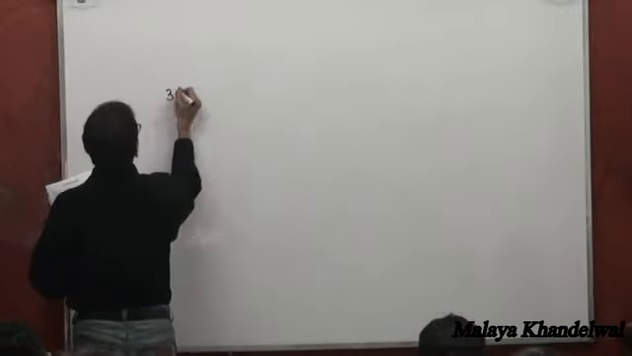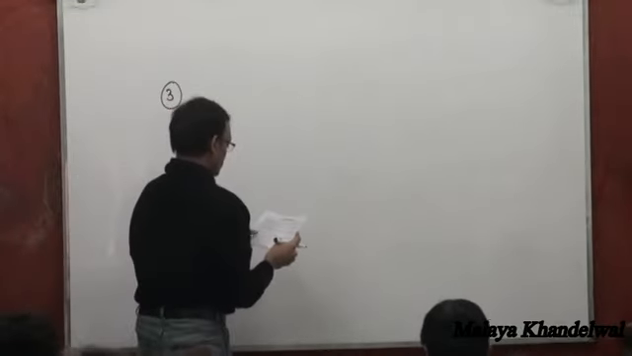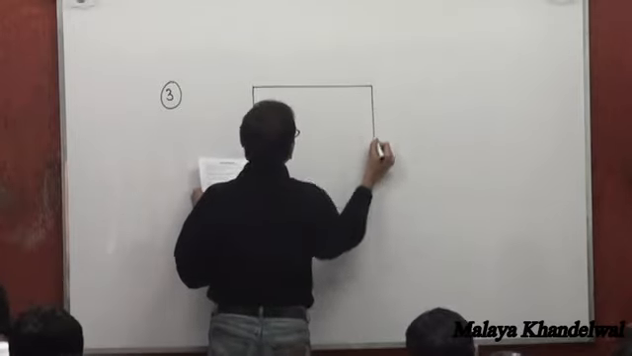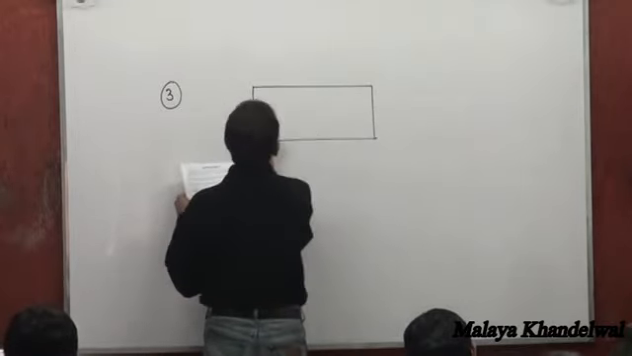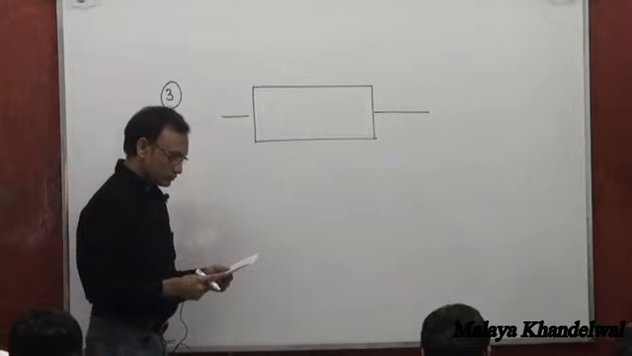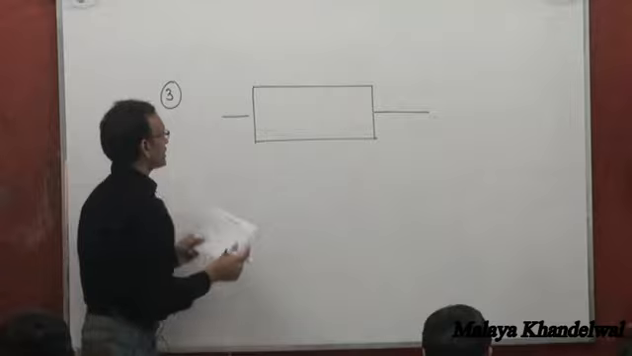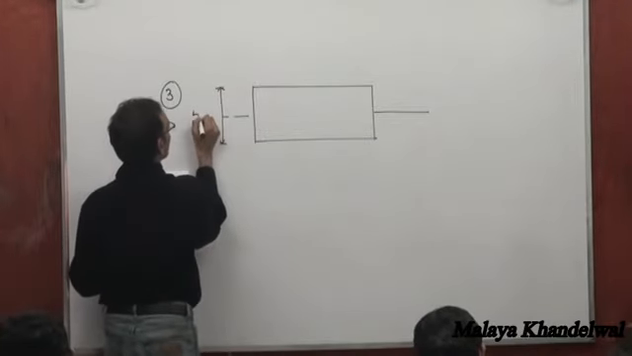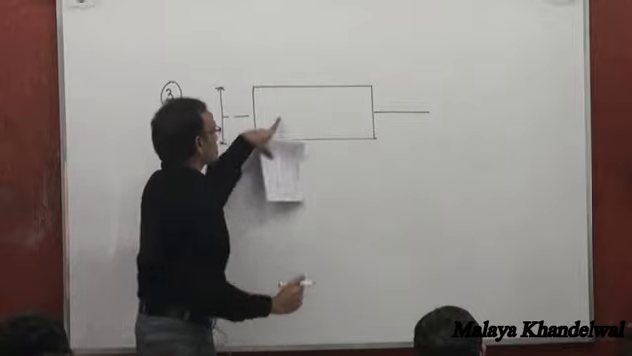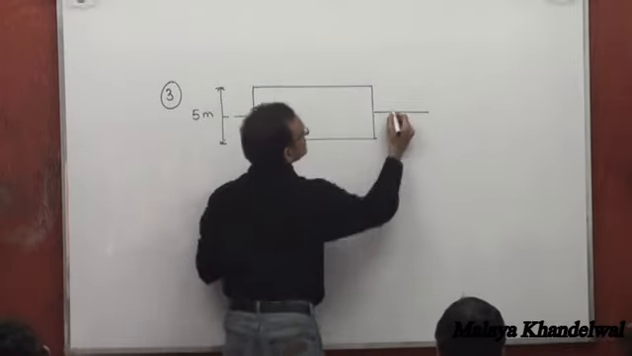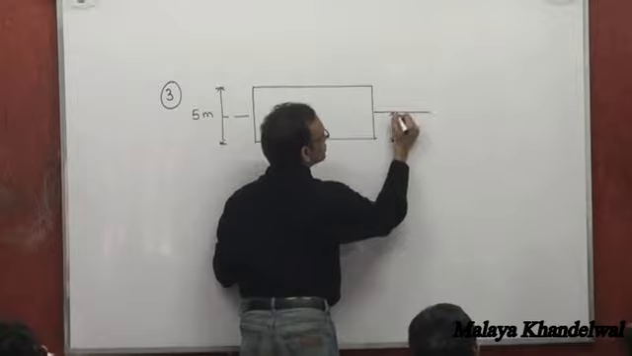Problem 3. There is a block of ice which is floating in water, 5 meters thick, this is 5 meters. A certain part of it is below water, a certain part is above water. Say X meters is below water.